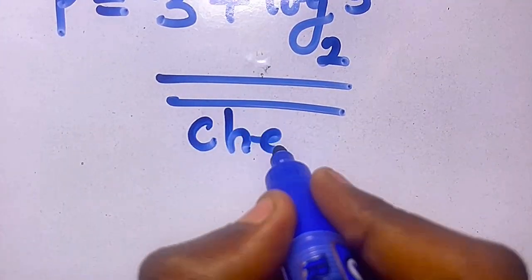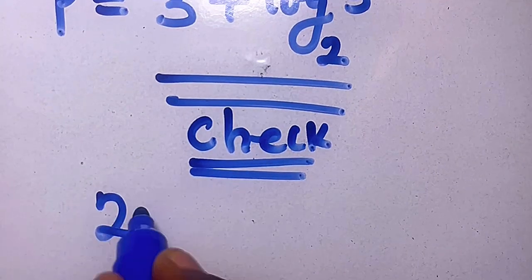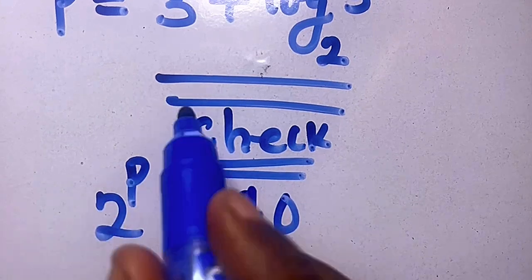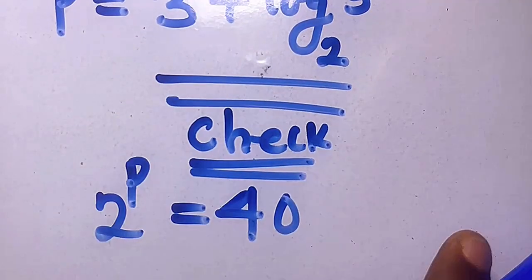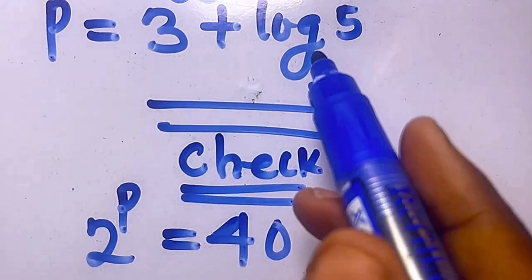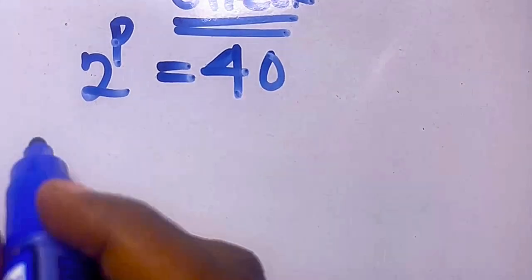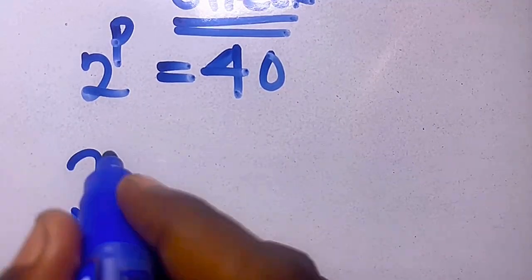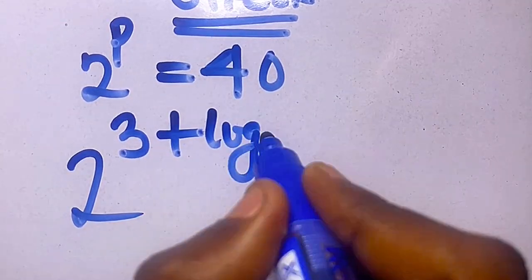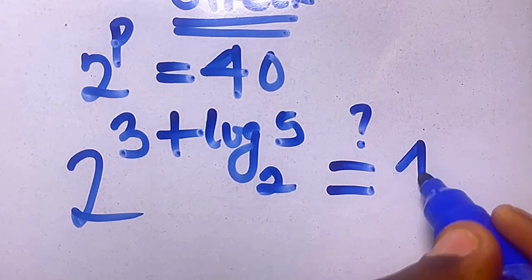Let's check. Our given question is 2 raised to power p equals 40. But our p is given as 3 plus log 5 in base 2. So let's substitute p into this equation. So we will have 2 raised to power 3 plus log 5 in base 2. Is this equal to 40?